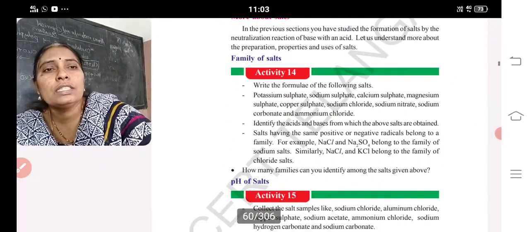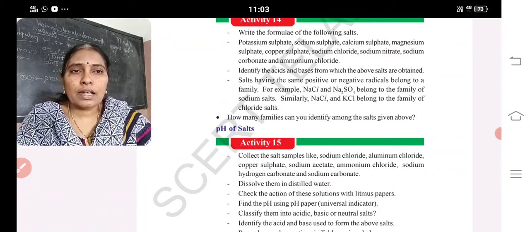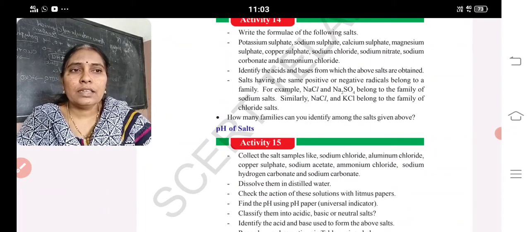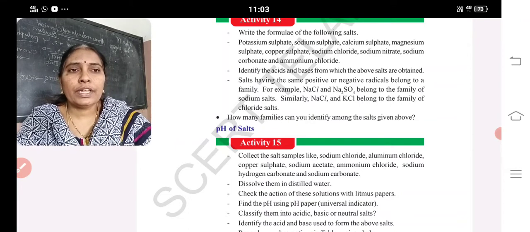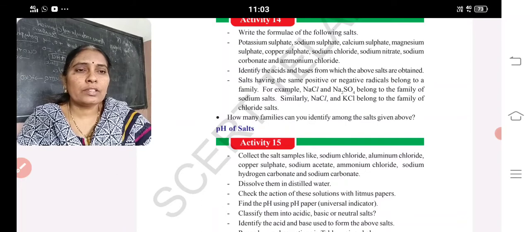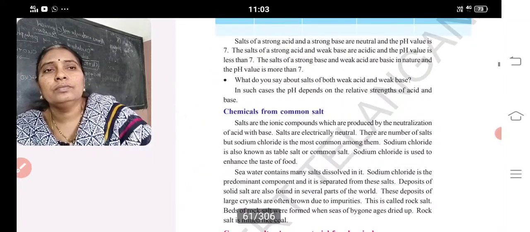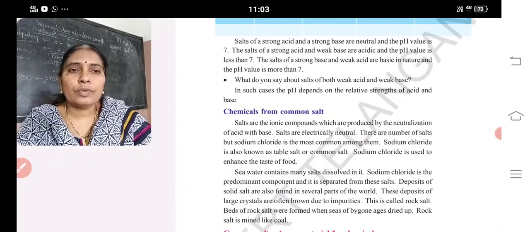And more about the salts. Collect salt samples like sodium chloride, aluminum chloride, copper sulfate, sodium acetate, ammonium chloride, sodium hydrogen carbonate, and sodium carbonate. Dissolve them in distilled water. When dissolved, what happens? It changes its color. So some chemicals are formed from common salt.